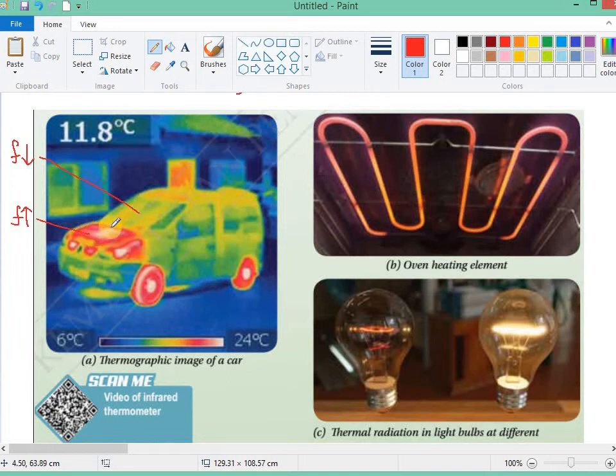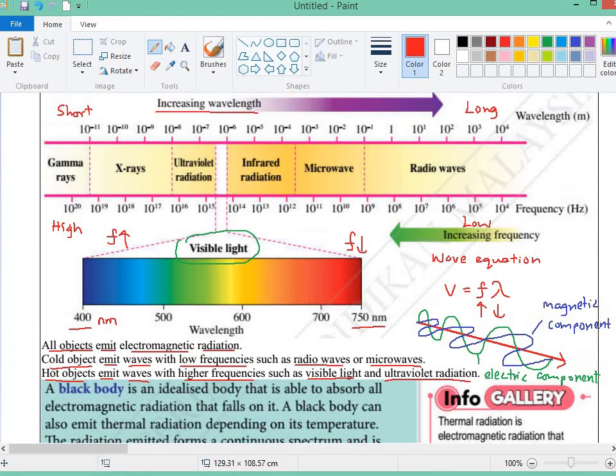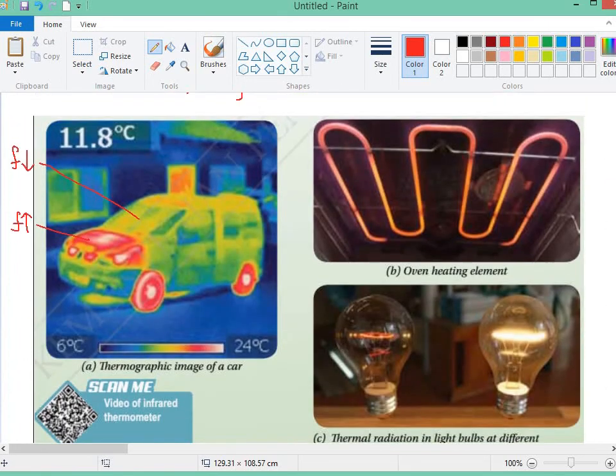Okay, the yellow color is higher temperature, blue color is the highest temperature, very hot. For the electromagnetic wave spectrum, red is low frequency, blue is high frequency. So that means red is low temperature, blue is high temperature. Okay, get the idea? So let's look at another example.